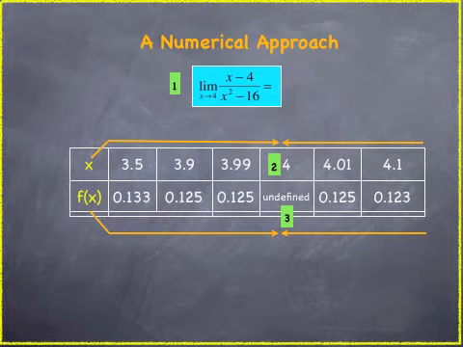Then the question is, because that's what we're asking, what is the limit? We want to know what the y values are. So if you look at the y values, they're 0.133, 0.125, 0.125. And the same from the right, 0.123, 0.125. So as your x values get very close to 4, the y values are approaching 0.125. It doesn't matter that it's undefined at 4. It's what they're getting close to as we get close to 4.